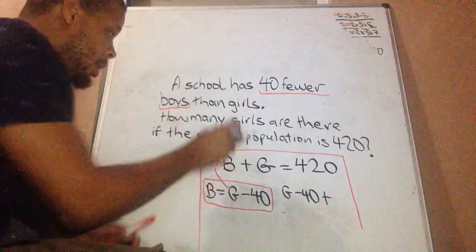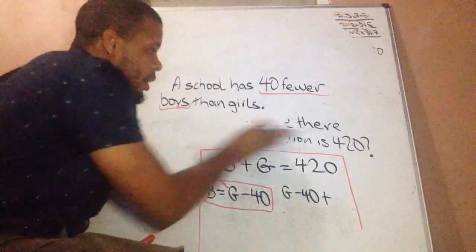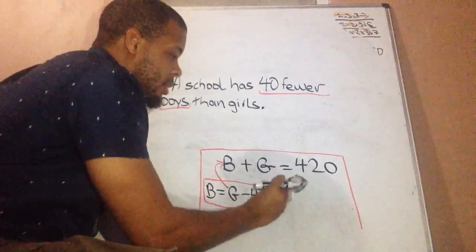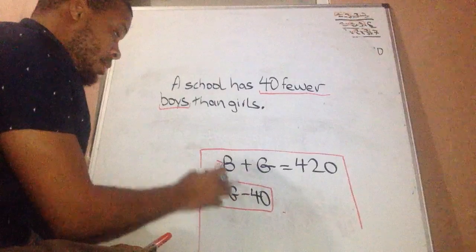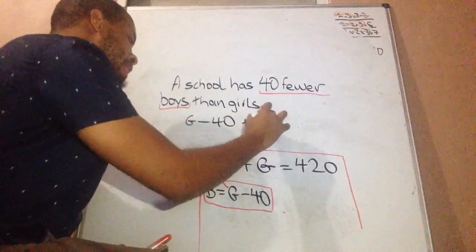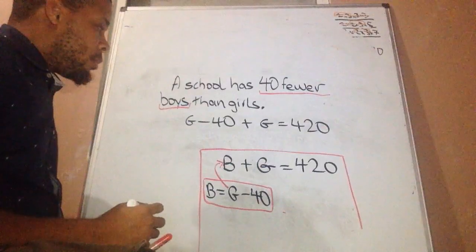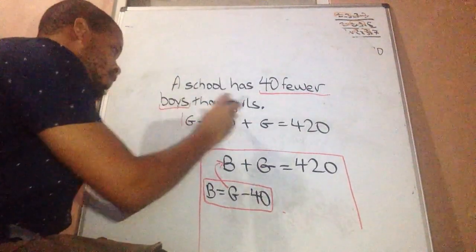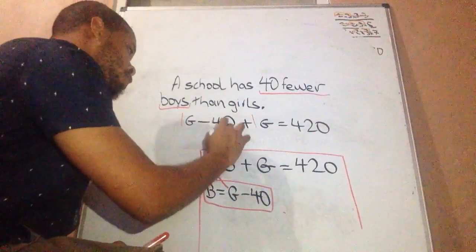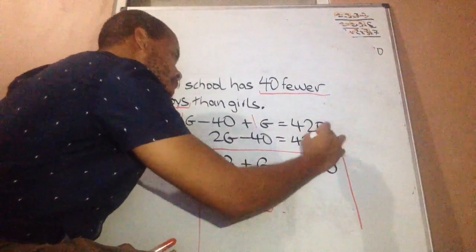Let's try and remember the original question, right? How many girls are there if the school population is 420? So remember what we're doing here. This G minus 40 is the new B. We're adding that to G and it's equal to 420. And of course, this is 1G, 1G. We add them. We will get 2G minus 40 is equal to 420.